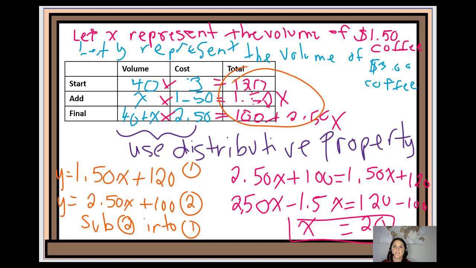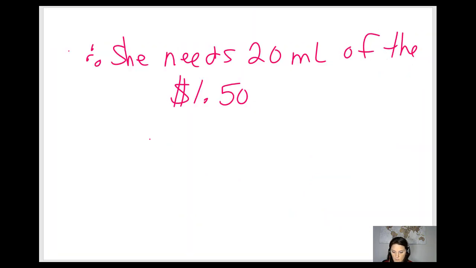So the question asks how much of the other $1.50 kind of coffee would they need to add. So we've actually answered the question, x equals 20. We don't actually need to figure out what y equals for this particular question. So let's make our conclusion: therefore, she needs 20 milliliters of the $1.50 coffee. Okay, let's look at our next example.